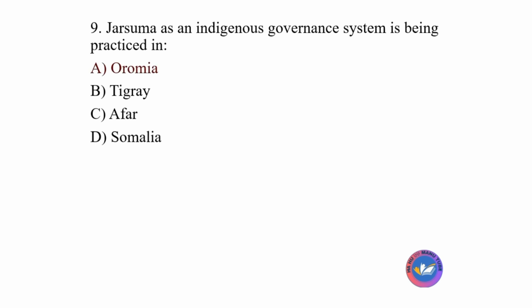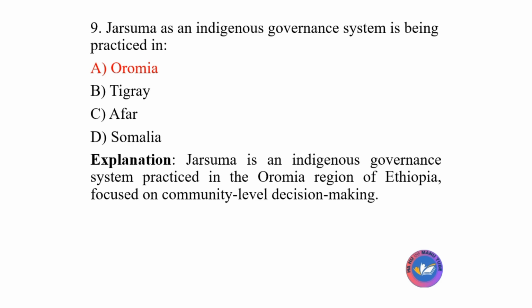The answer is Oromia. Jarsumma is an indigenous governance system practiced in the Oromia region of Ethiopia, focused on community-level decision-making.